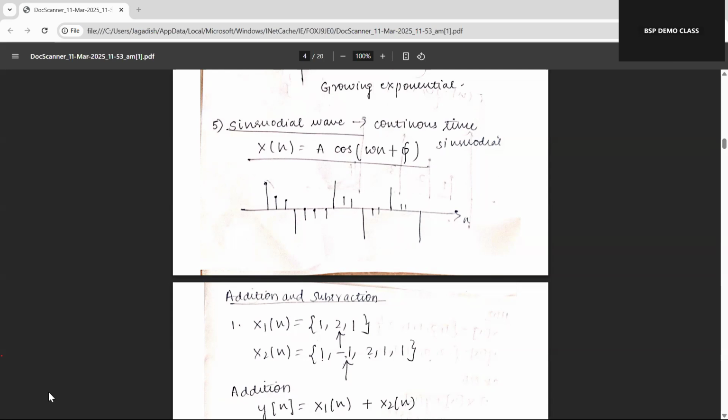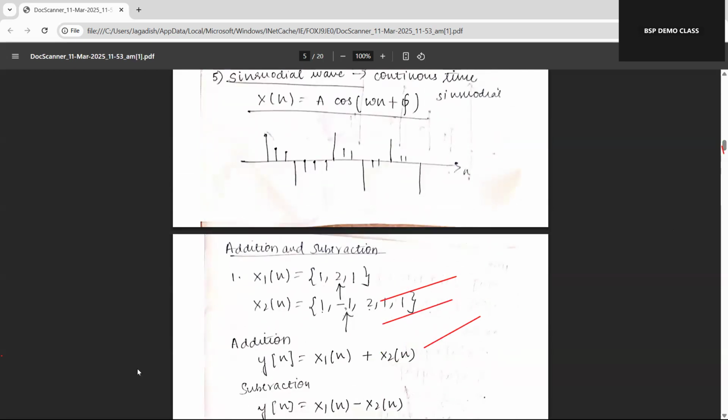Now we will be starting with the second half of this signals, addition and subtraction. How to add and subtract the signals. X1 of n and x2 of n, they will be given in the question itself.